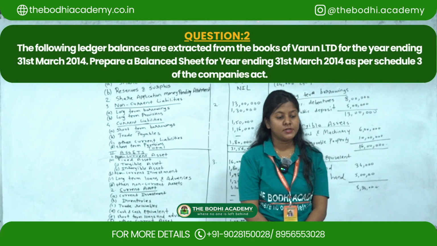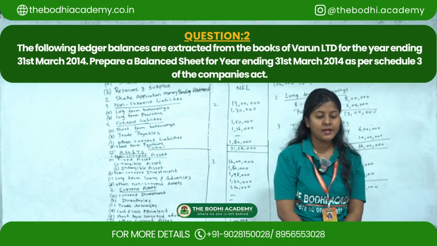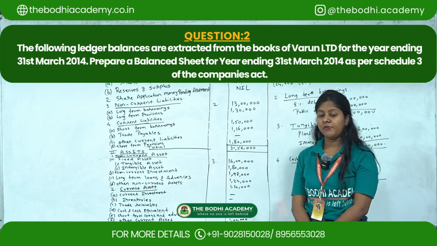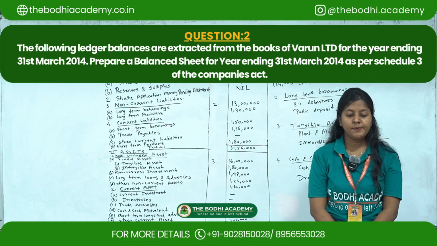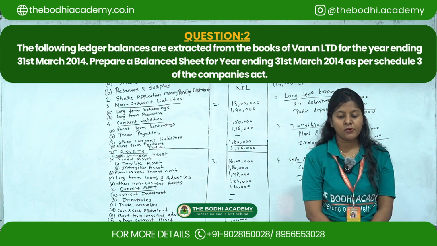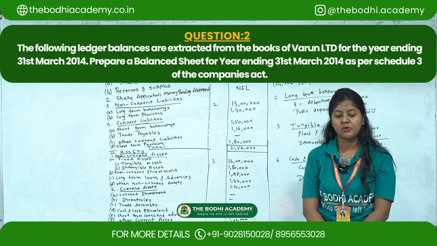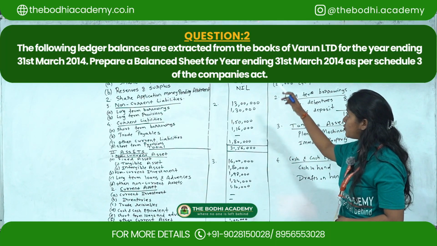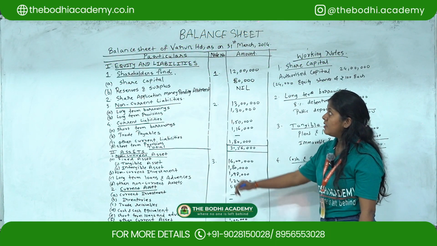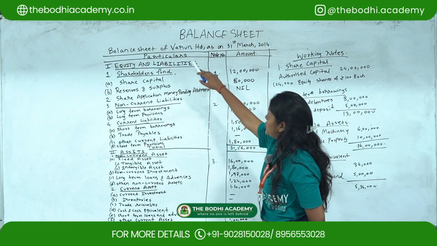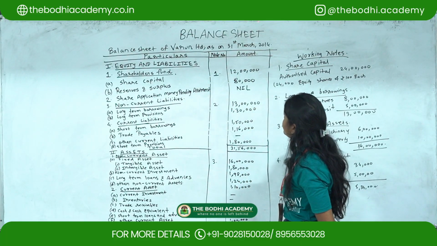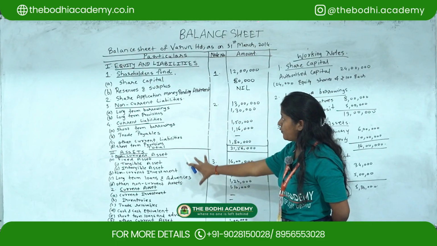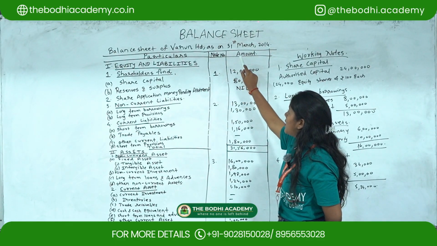So the second question is: the following ledger balances are extracted from the books of Varun Limited for the year ending 31st March 2014. Prepare the balance sheet of the company for the year ending 31st March 2014 as per Schedule 3 of the Companies Act. Now you have to show the vertical balance sheet. So the first heading you have to write down is balance sheet of Varun Limited as on 31st March 2014, and then you have to write down the full format: particulars, note number, amount.